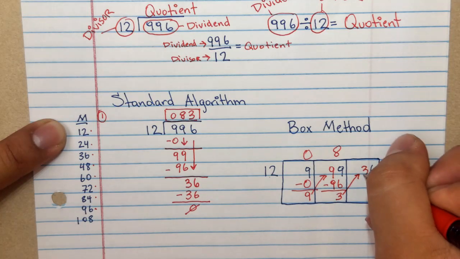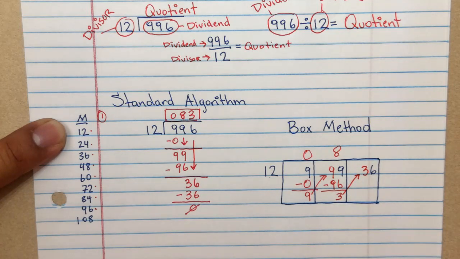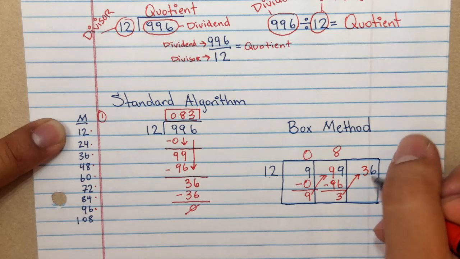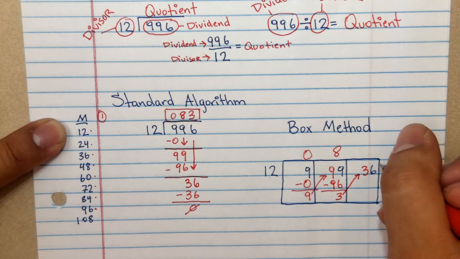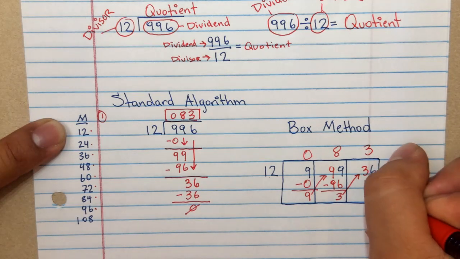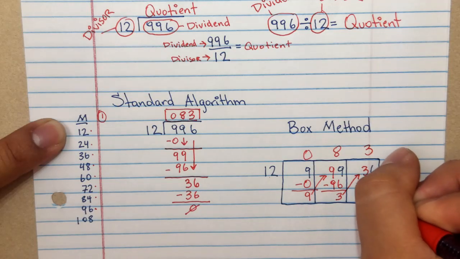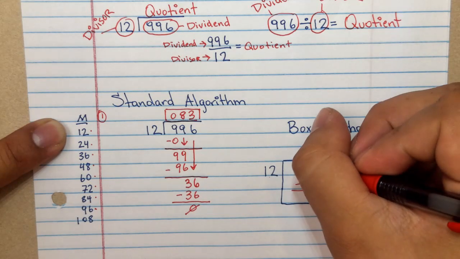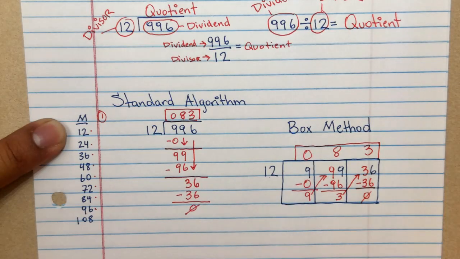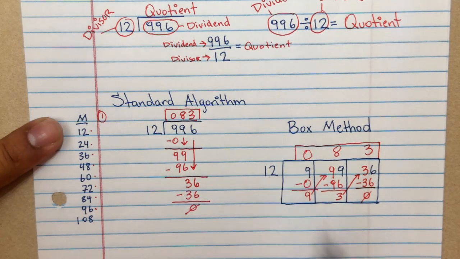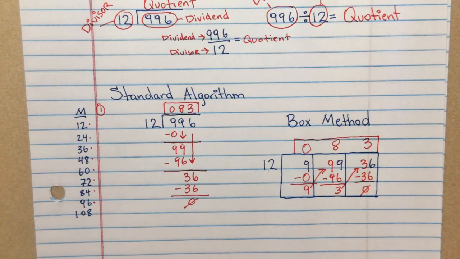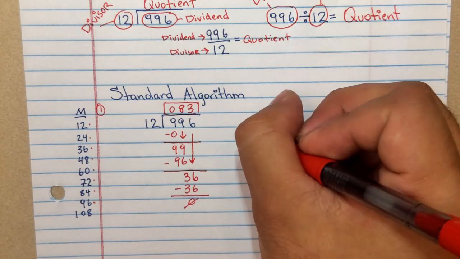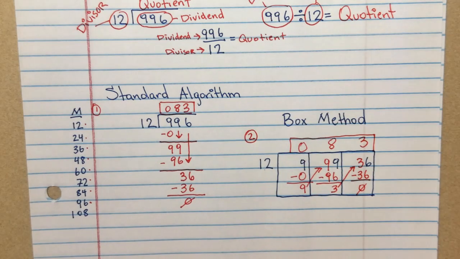So now I have 36. And we know that 12 can go exactly into 36 3 times. And then that gives you 0. So you can see that we still matched the quotient from the standard and the box method. So this is strategy 2.